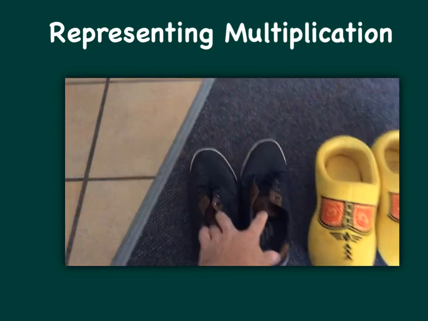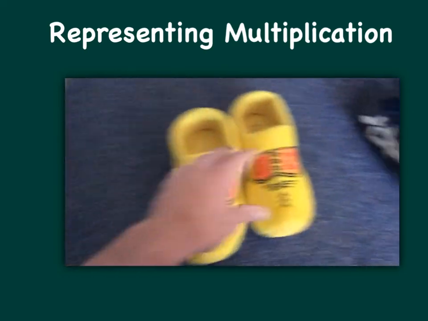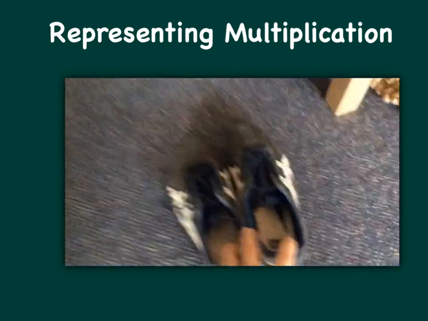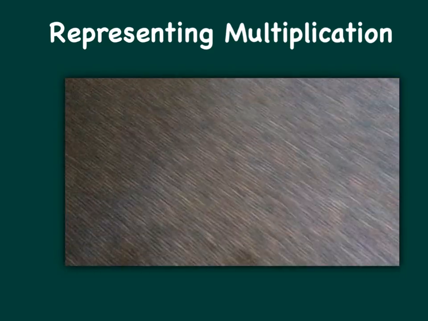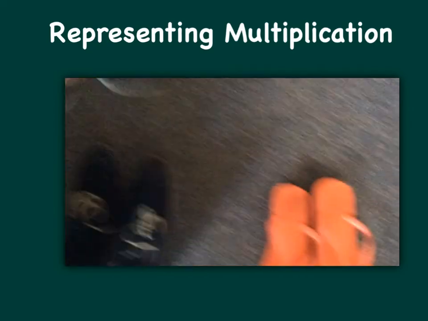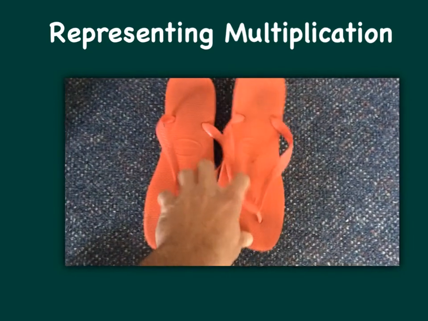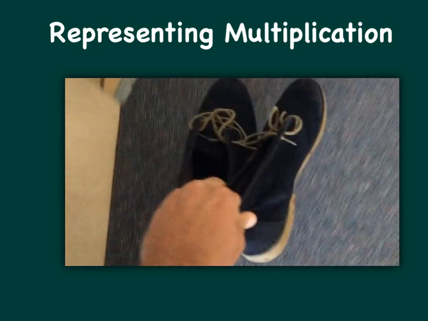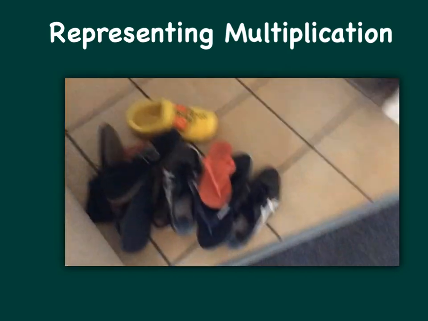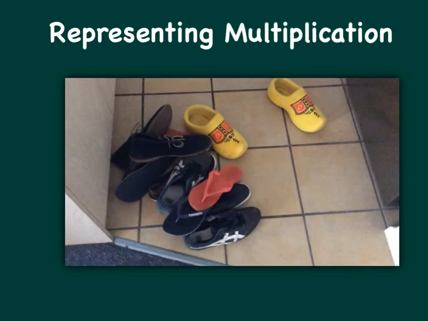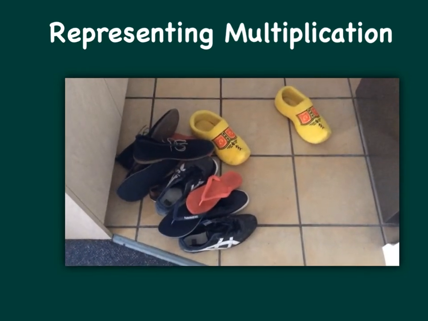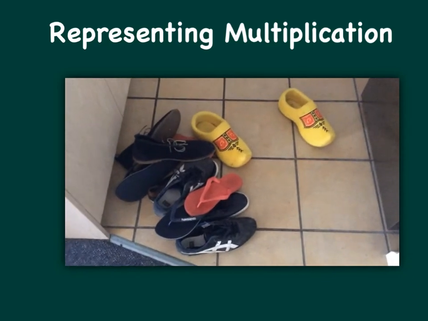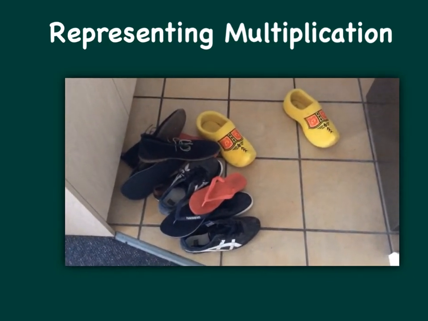So we can say Mr. Graham has 2, 4, 6, 8, 10, and the last one, 12. So how many shoes does Mr. Graham have here? How many individual shoes does he have? That's right, he has 12 individual shoes.